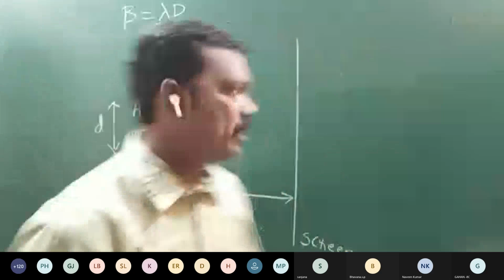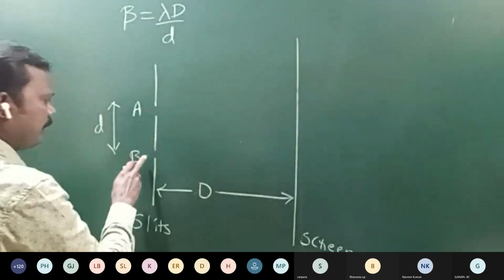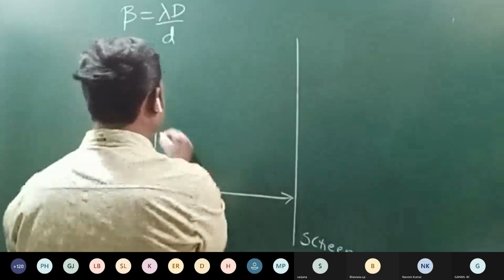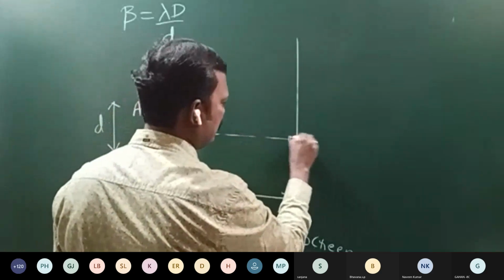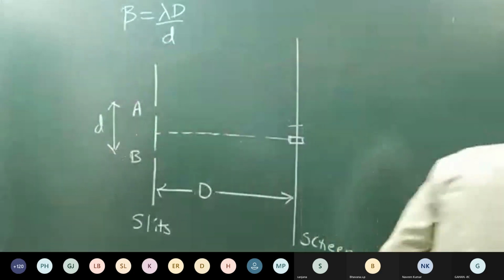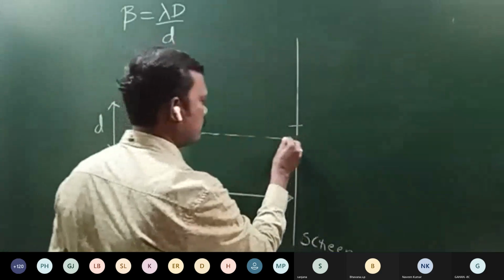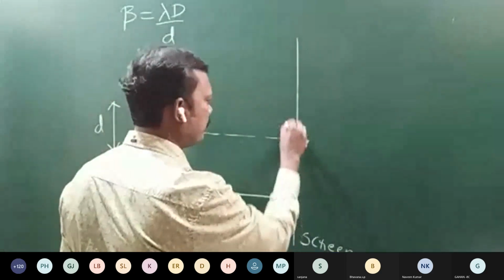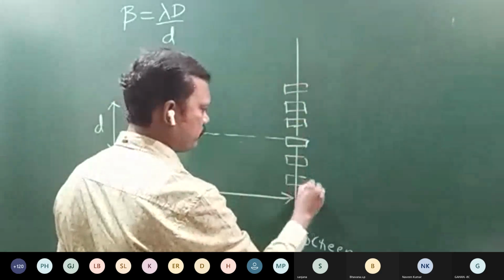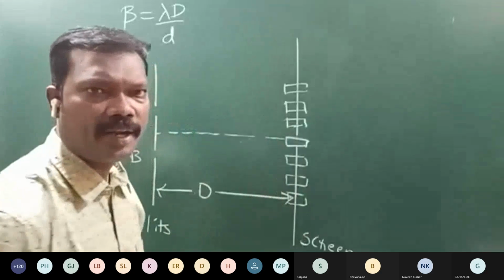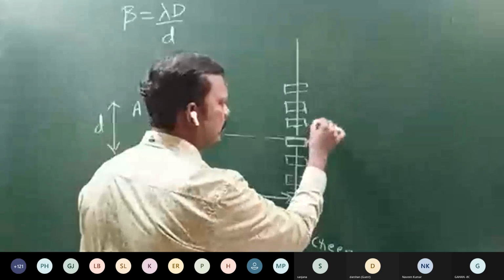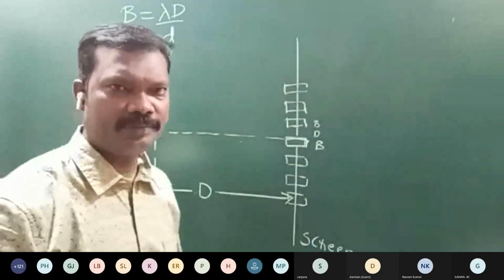Now what happens? The light coming from slit A and slit B gets superposed here, and we get a pattern. This is the center of the screen, and we get alternate bright and dark fringes: bright, dark, bright, dark. Remember, the central one will always be bright, then dark, bright. It goes on like that alternately.